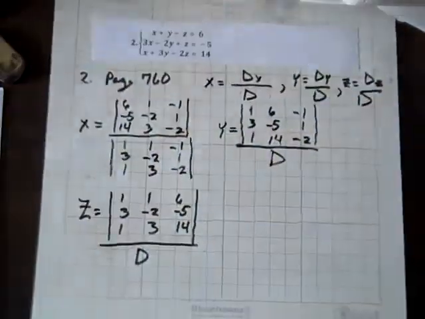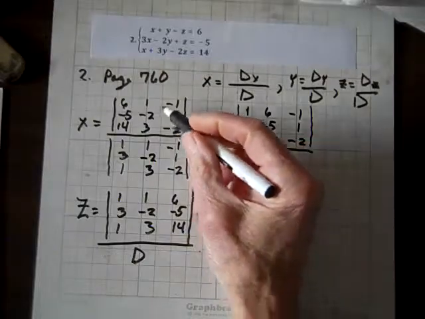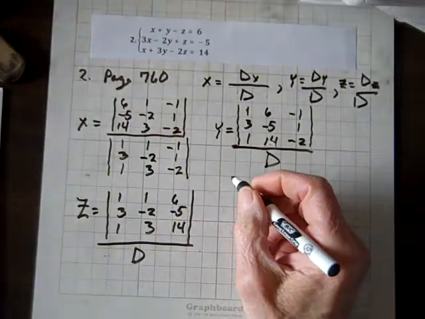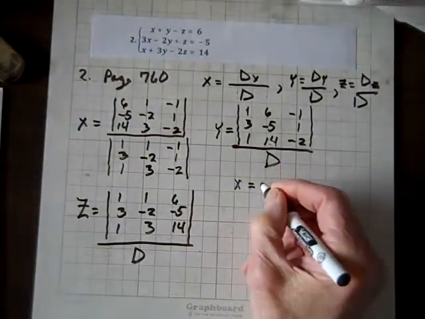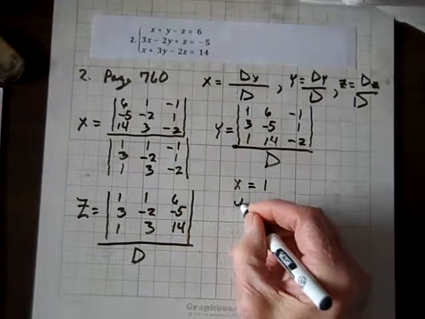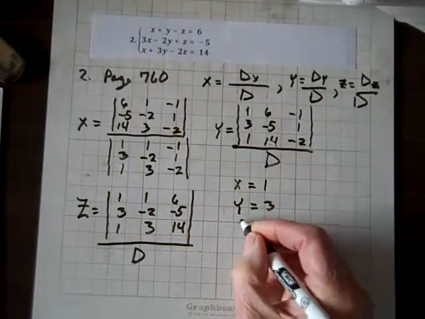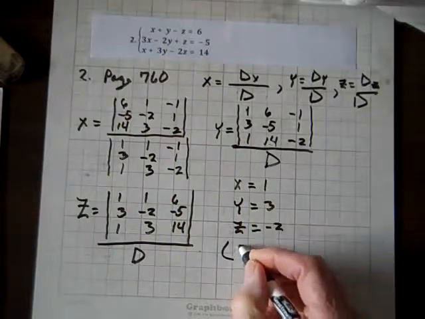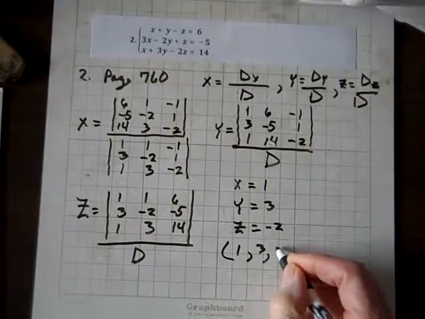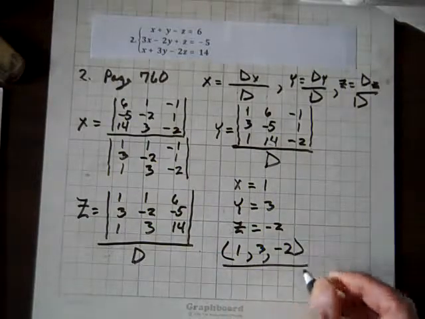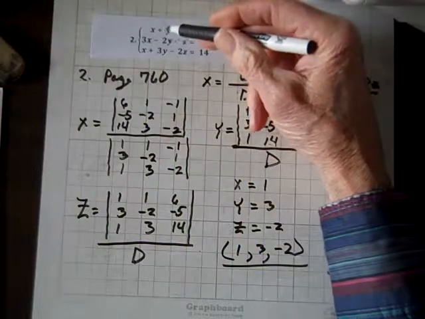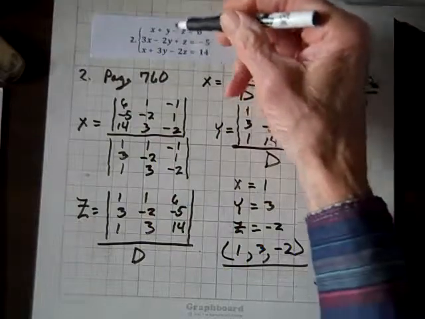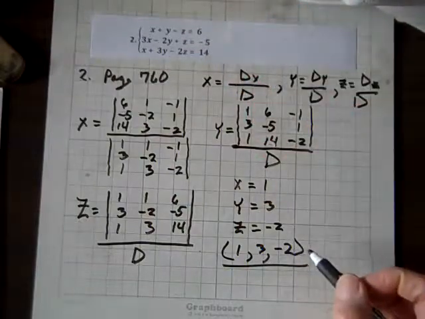So when I evaluated all the other determinants and divided each one by negative 3, we wound up with x equaling 1, y equaling 3, and z equals negative 2. In other words, our ordered triple is 1, 3, negative 2. And I checked all those values by replacing x, y, and z with 1, 3, and negative 2 respectively, and all statements were true, so we did it right.